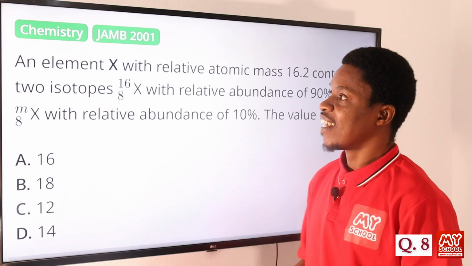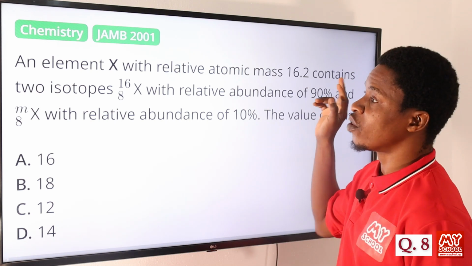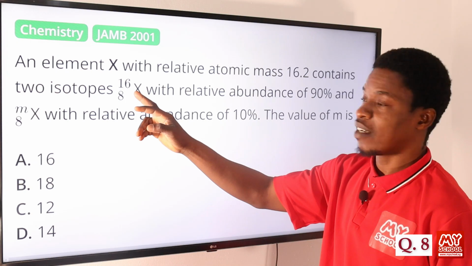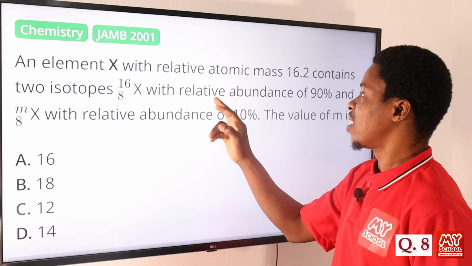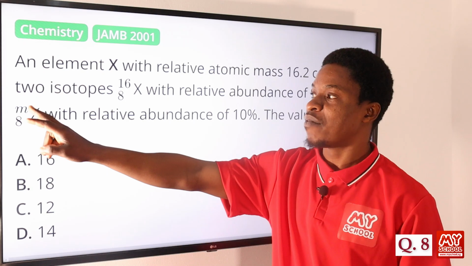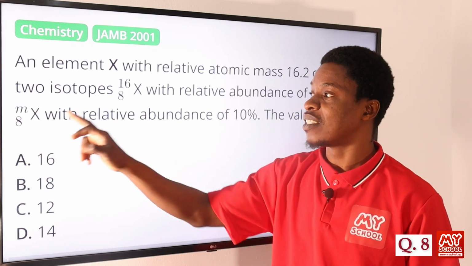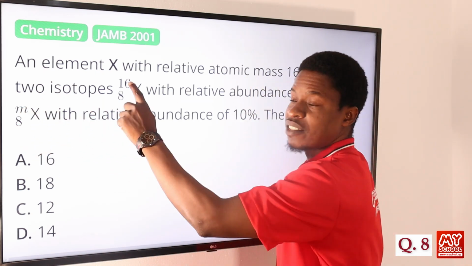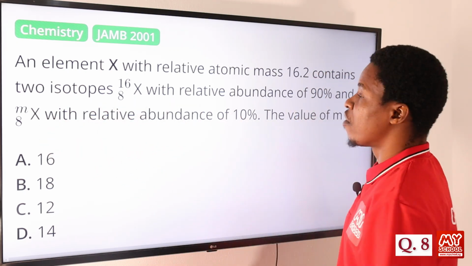Question number 8. An element X with relative atomic mass 16.2 contains 2 isotopes. 16, 8 of X, which means it has a mass number of 16 and atomic number of 8, with relative abundance of 90%, and element X having a mass number of M and an atomic number of 8. You can see that the atomic numbers are the same, 8 and 8, which means both of them are isotopes, but they have different mass numbers. With relative abundance of 10% for this one. So the value of M is what?